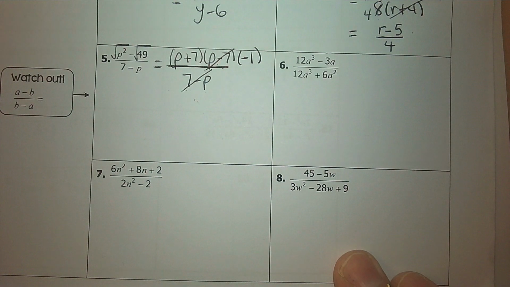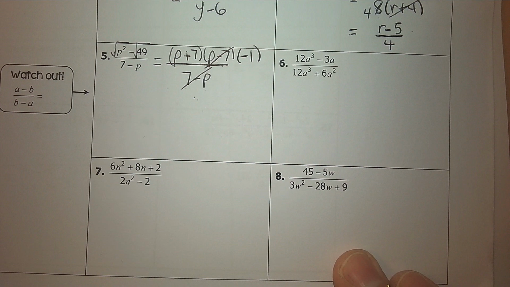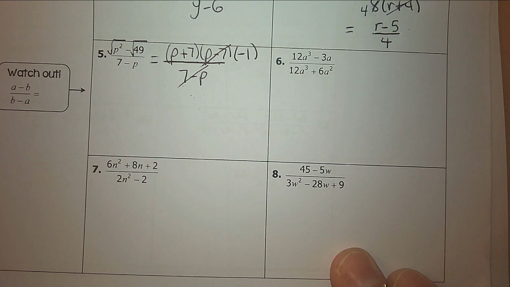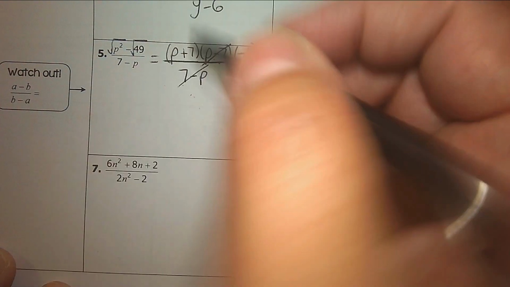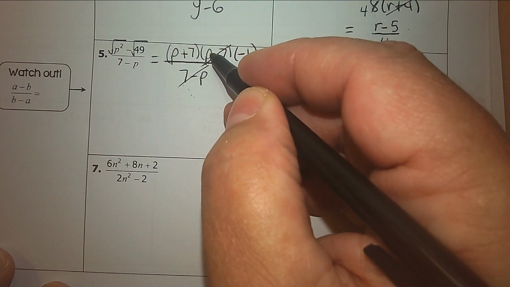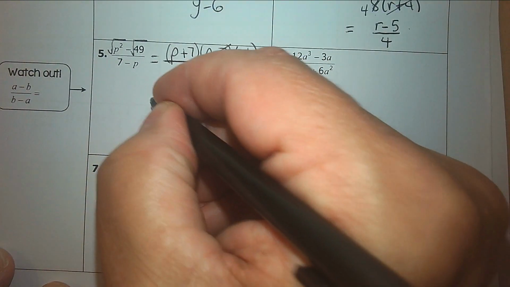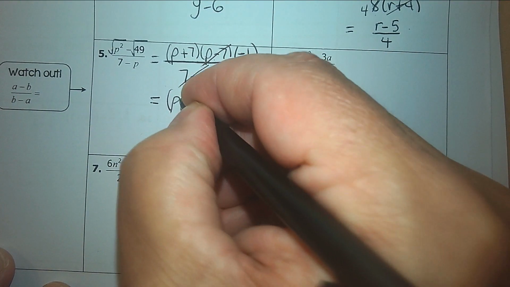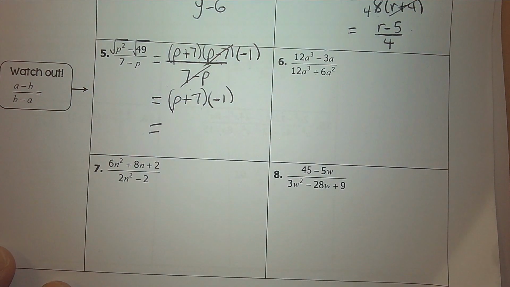Do you know that some, when they do this, they just enjoy crossing things out? And it's like a magic act. Like you cross it out, it disappears, what's left over is your answer. So we're dividing, and when we're dividing opposite factors, what number's left over? So the answer is P plus 7 times what? Can you distribute and tell me the answer?